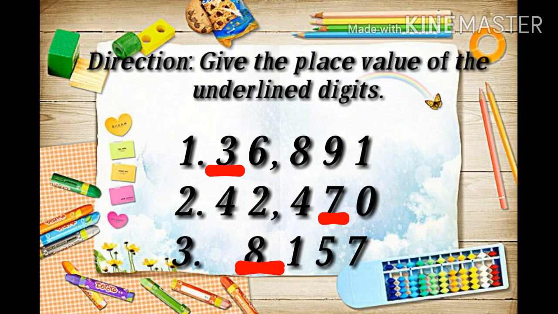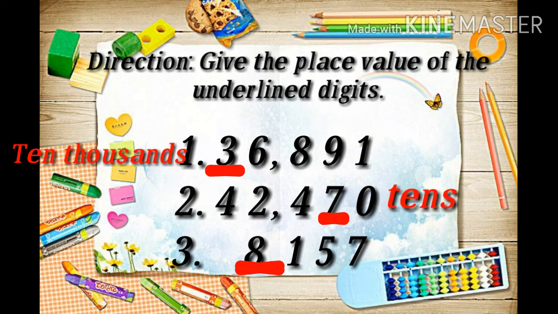So, let's now check your answer. Number 1. The underlined digit is 3, and it has the place value of 10,000. Number 2. The underlined digit is 7, and it has the place value of 10s. Number 3. The underlined digit is 8, and it has the place value of 1,000s.